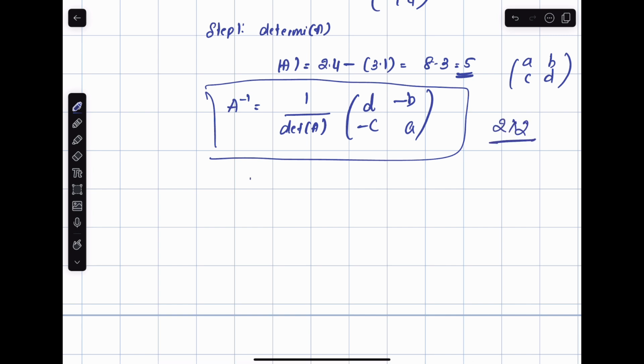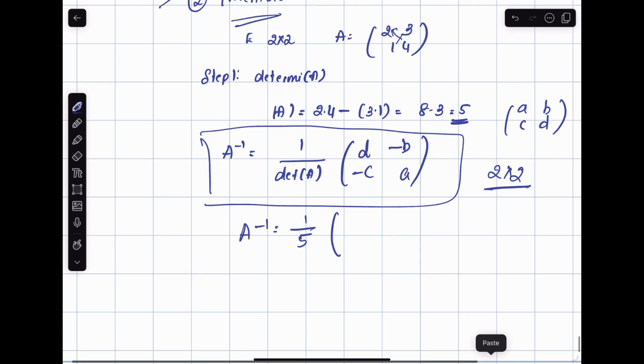Now this is the formula for 2 cross 2. Please remember. So if I substitute, it is 1 by 5. What is D? D is 4, and A is 2. Now change the signs and write for B and C, that is minus 3 and minus 1.